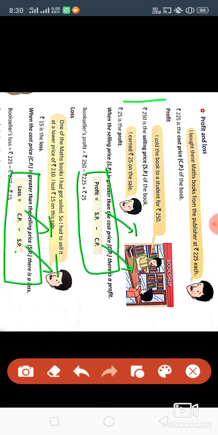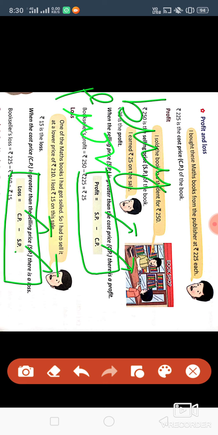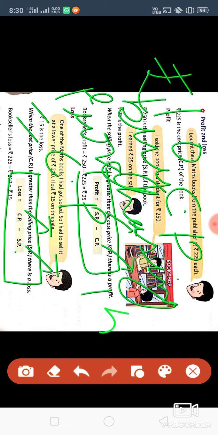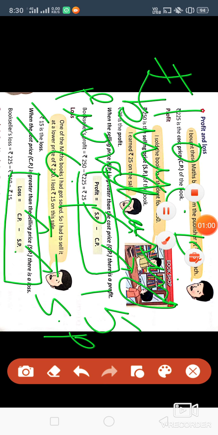Cost price means what? If you are buying anything, or if you are purchasing anything, then that is your cost price. Okay, suppose you are buying a pen for 10 rupees, then 10 rupees is your CP. Okay, and if you are selling that pen for 15 rupees, then 15 rupees is your SP. Okay, selling price. Up to here, yesterday only we had discussed.